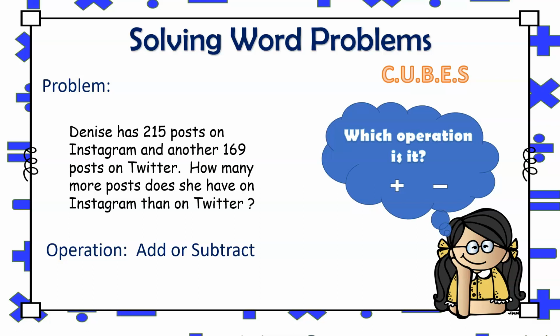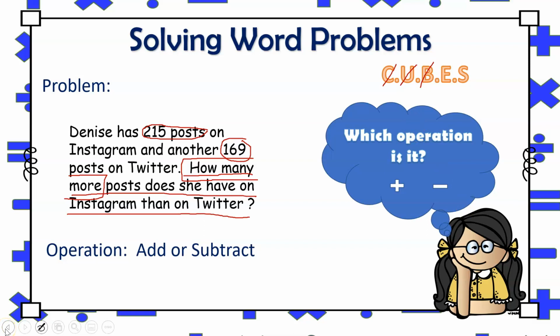After some reflection and thinking about the situation as a whole, students should then proceed by circling some key numbers, in this case 215 posts, as well as 169 posts. Cross the C out, then identify the question. Next, they should box the action words, in this case, how many more.